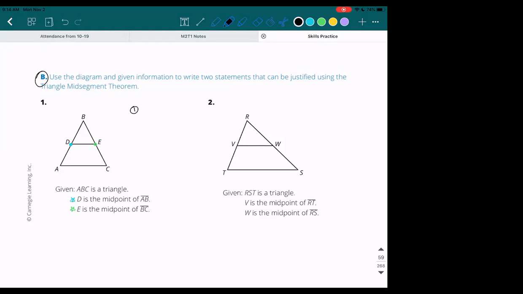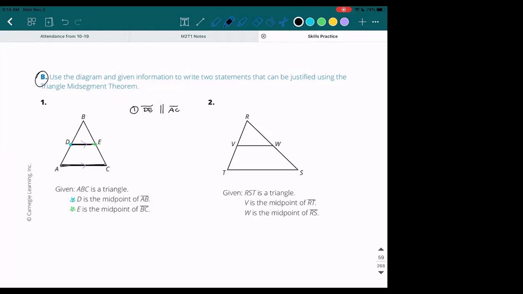The first thing you can write is that DE is parallel to AC. So the first thing I want you to write is that this mid-segment is parallel to the third side of the triangle, AC. I'm also going to mark that on our triangle like that. So I said that they are parallel. That's the first statement that you can write.